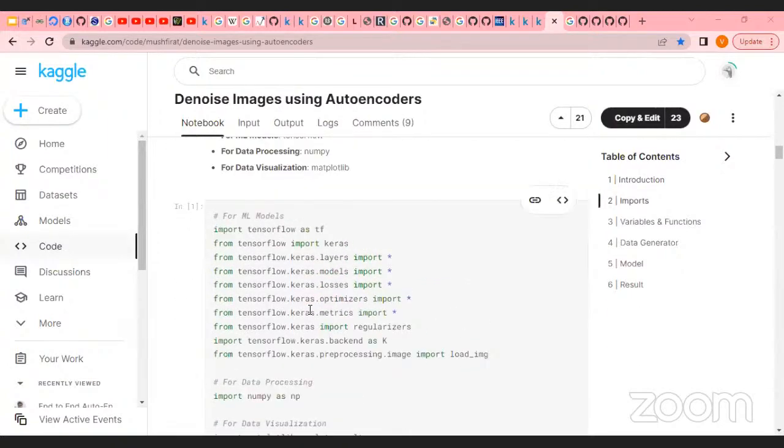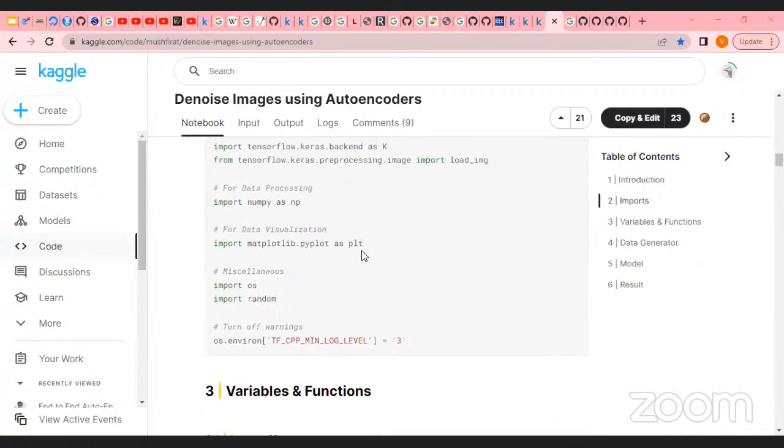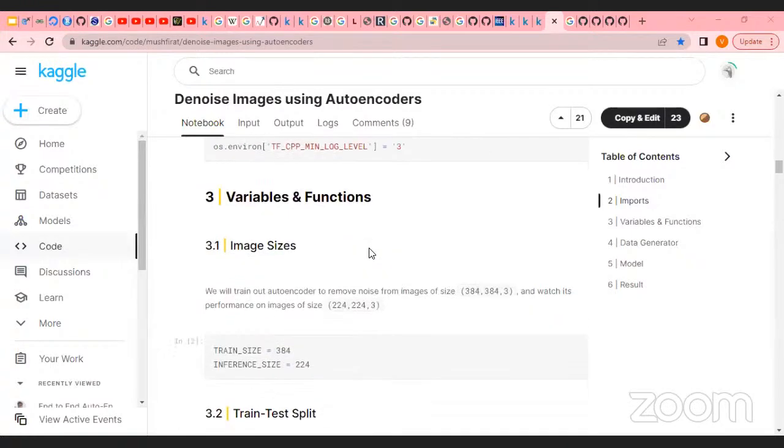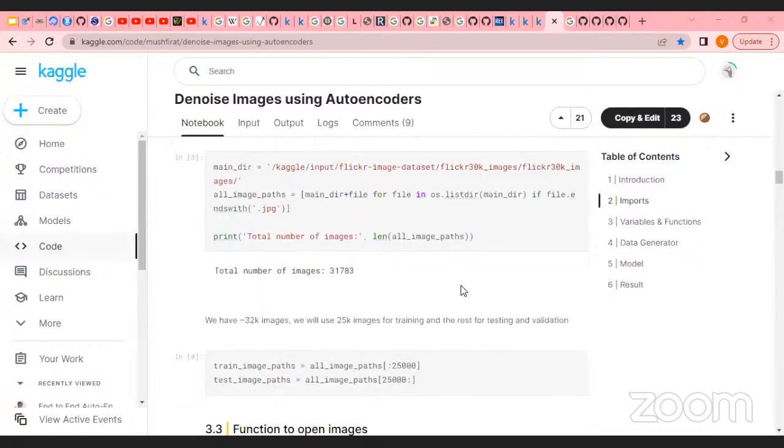First, we import the Keras library, the loss function, the optimizer and everything we need, and also matplotlib just to plot our accuracy. Train size, test size: this is 384 images, inference is 224 images. We are taking the Flickr image dataset, which contains about 30K images, and we're trying to split them.